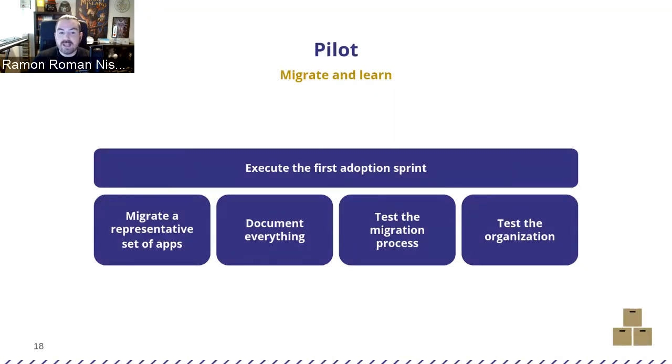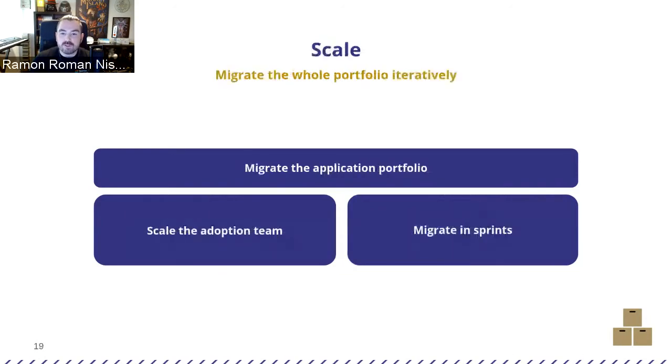And once we have successfully executed this pilot, then it's time to start migrating the application portfolio. The idea here is to do it in an iterative fashion. And for that, we need to scale the adoption team. We can do several migration threads in parallel. And it's important to do it, as I said, iteratively in sprints.